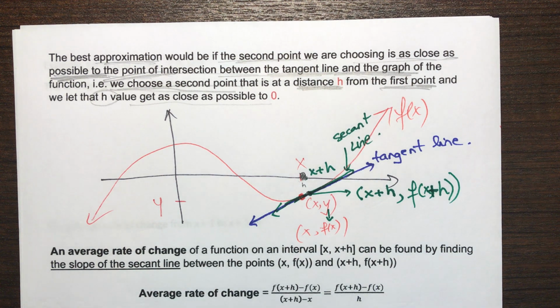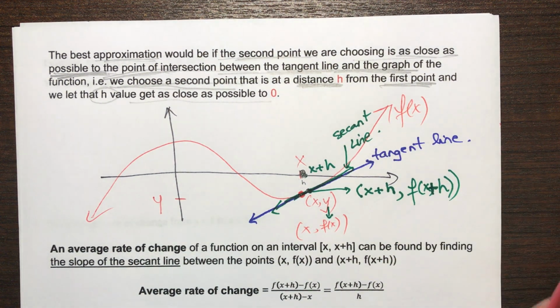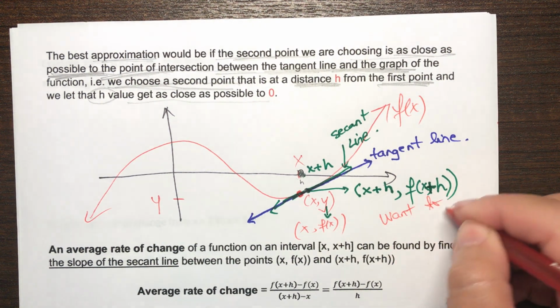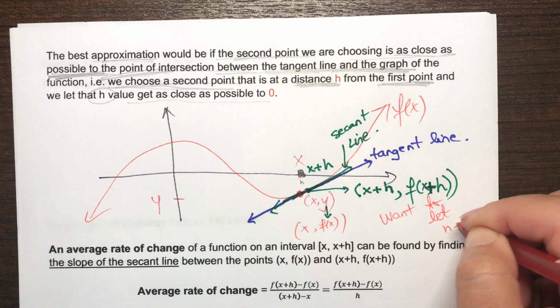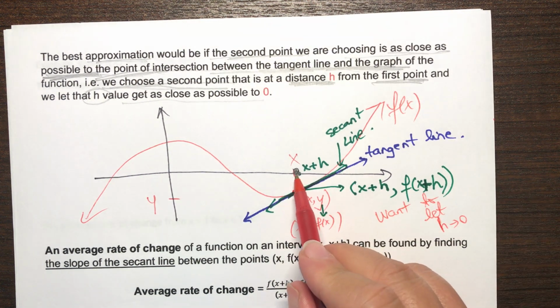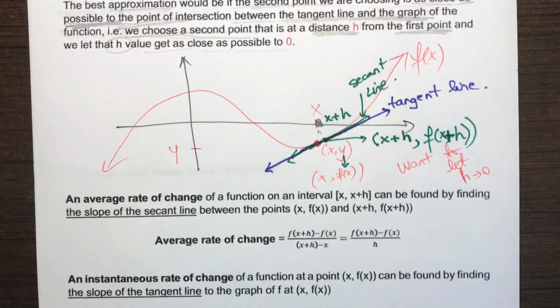And what we want to do is let this h be as close as possible to 0. So this distance between these 2 points we're choosing should be as good as nothing, okay?